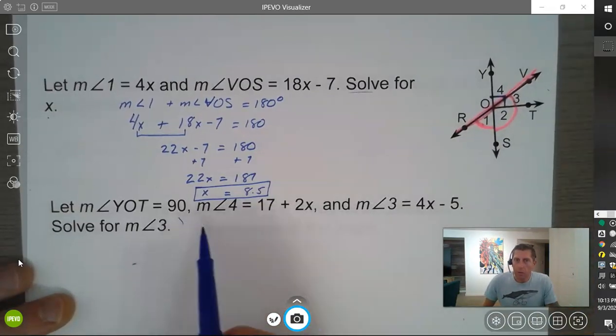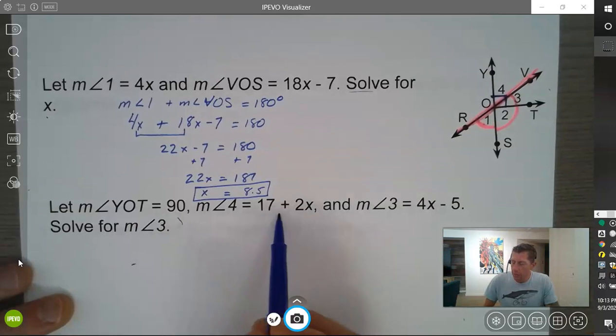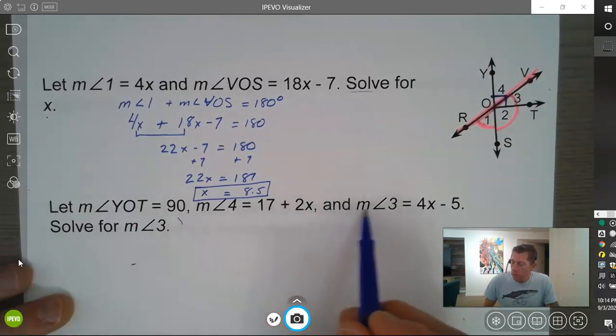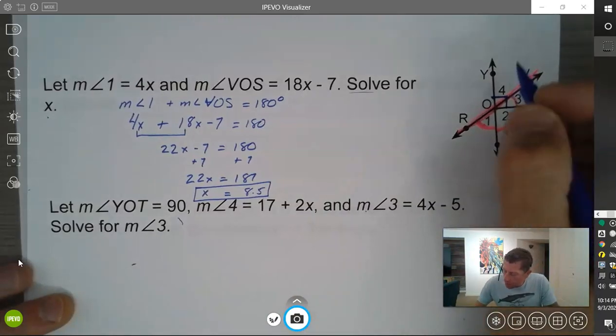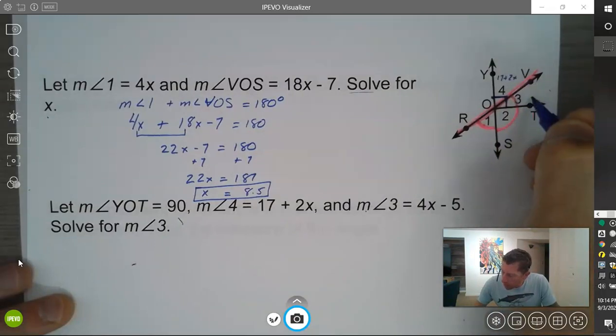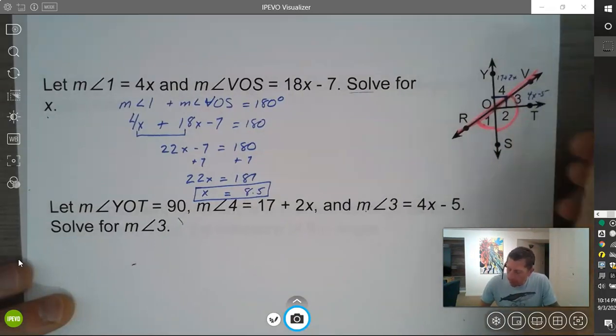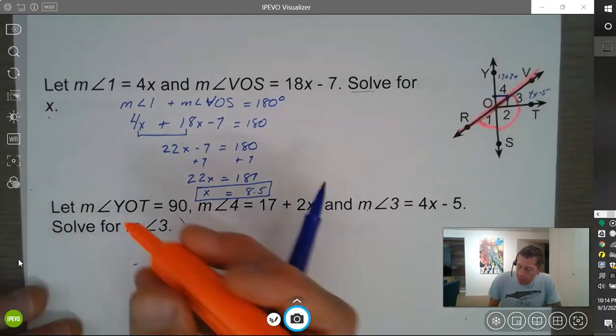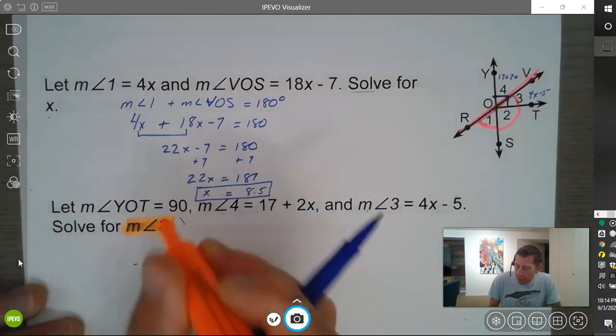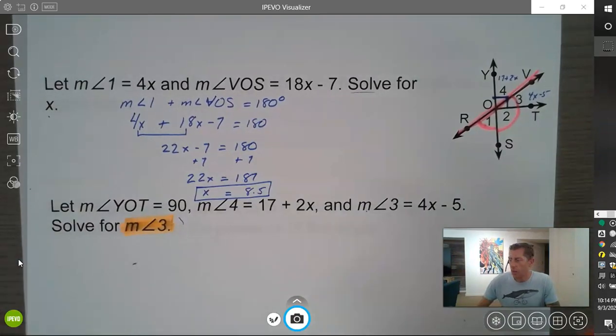The measure of angle 4 is equal to 17 plus 2x, and the measure of angle 3 is equal to 4x minus 5. I'm going to write those in there so I can see them. Solve for the measure of angle 3. I'm going to highlight that to remind myself that I'm not just solving for x. Okay, so I have to pay attention to that one.